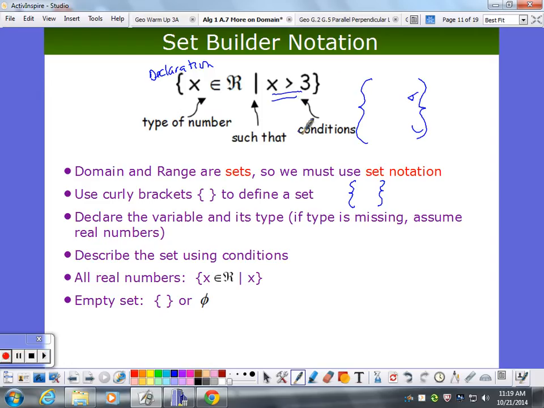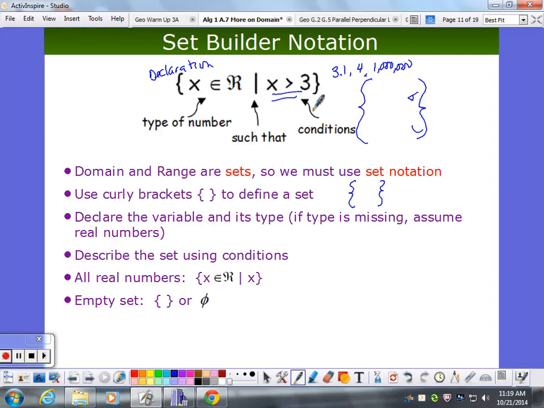So what are the numbers that this is building? Well, it's got 3.1, it's got 4, it's got a million. What else is going to be in this set? x bigger than 3. All the numbers bigger than 3. Right? So this is set builder notation.